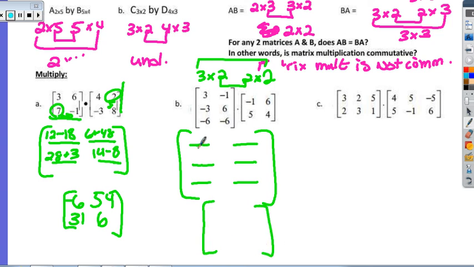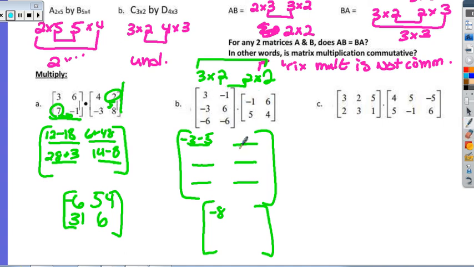So right here, we're looking at row 1, column 1, so I'm going to use row 1 and column 1. Multiplying the first elements, you get -3. Moving to the right and down to pull the next set, you would get -5. So our answer here would be -8.